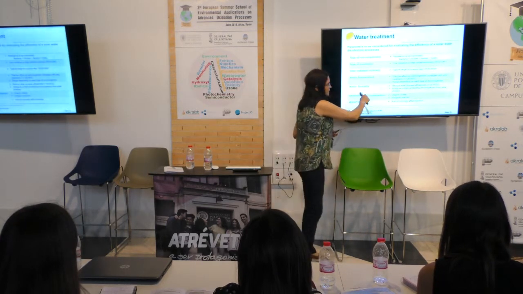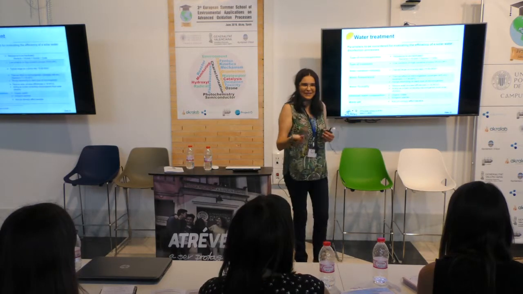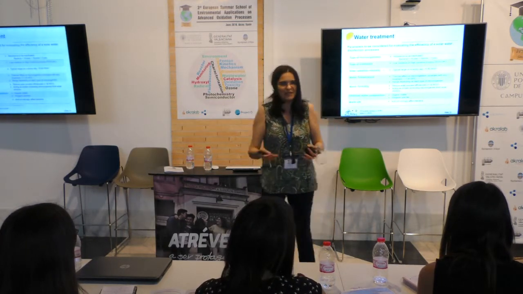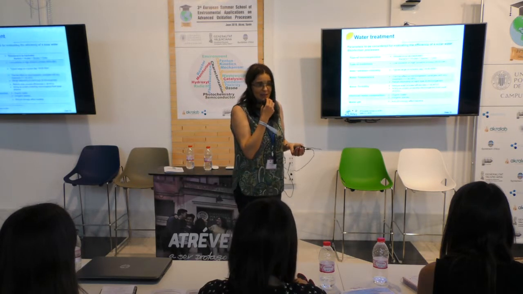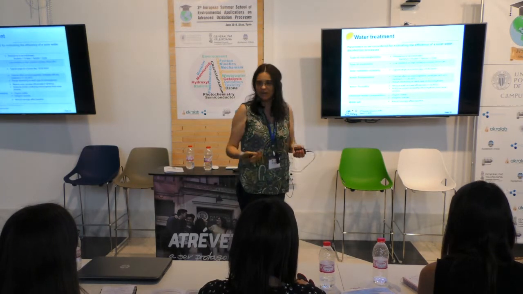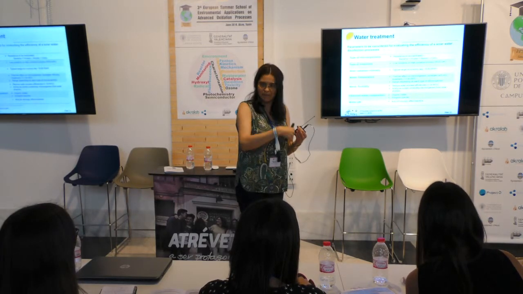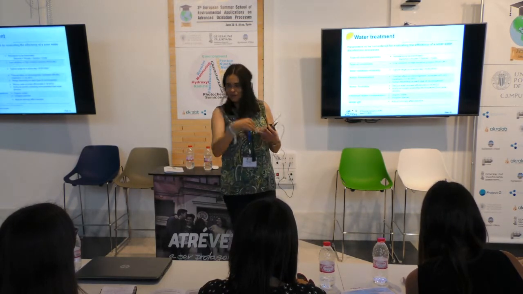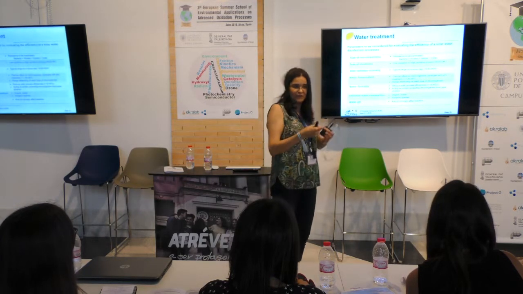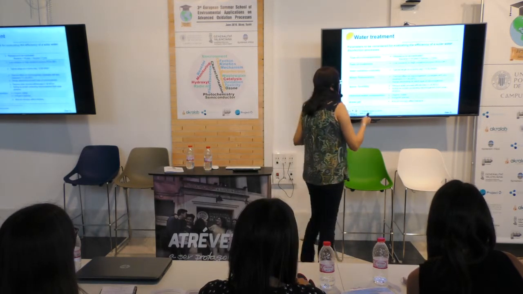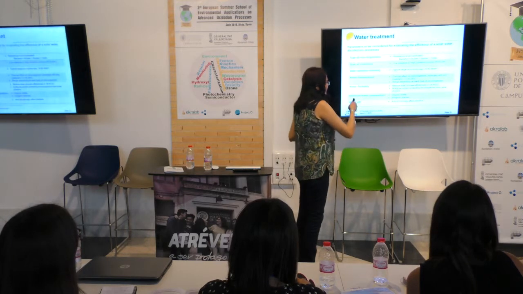The water turbidity, of course, when we are speaking about solar photochemical and solar photocatalytic processes, is important because turbidity strongly reduces the efficiency, because it reduces the pathway of photons in any solar reactor or when we are doing the reaction.